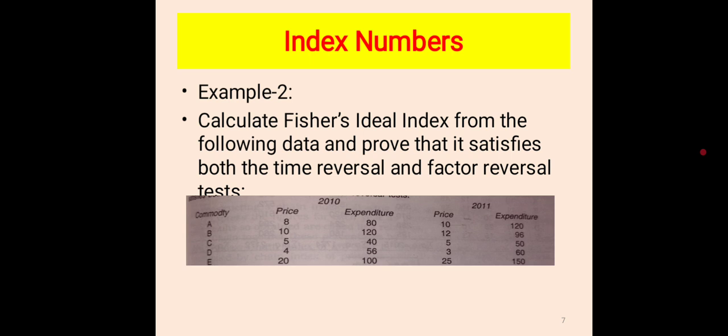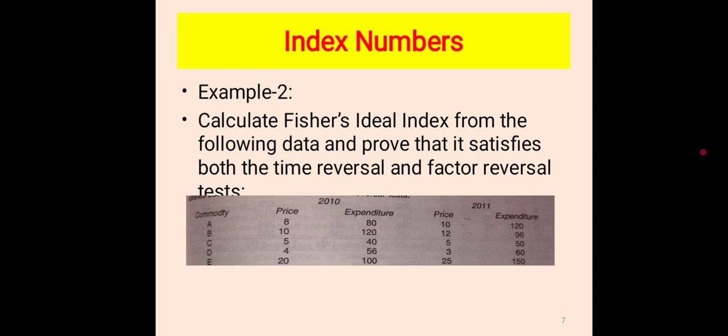Next, the 2011 prices are given: 10, 12, 5, 3, 25. The 2011 expenditure is given: 120, 96, 50, 60, 150. In this year also we have to calculate quantity. Quantity is equal to expenditure by price.